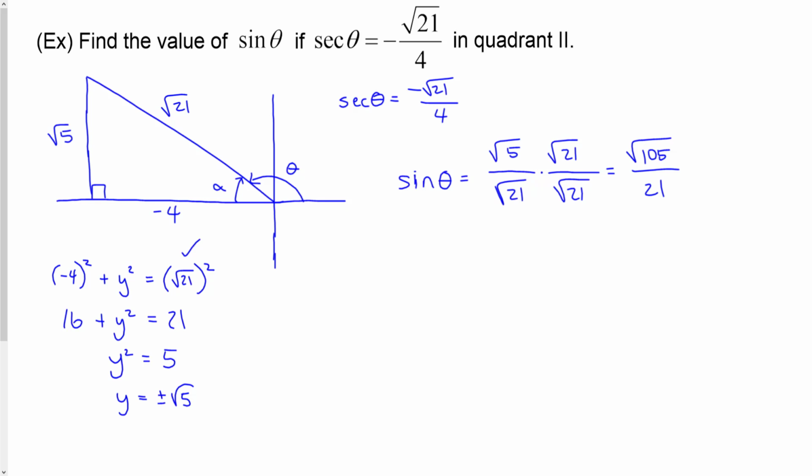And just to double check to make sure I have the correct positive or negative sign, just remember, whoops, all students take calculus. So all students take calculus. So sine and cosecant should be positive in quadrant 2. And this is a positive number, so that works out.